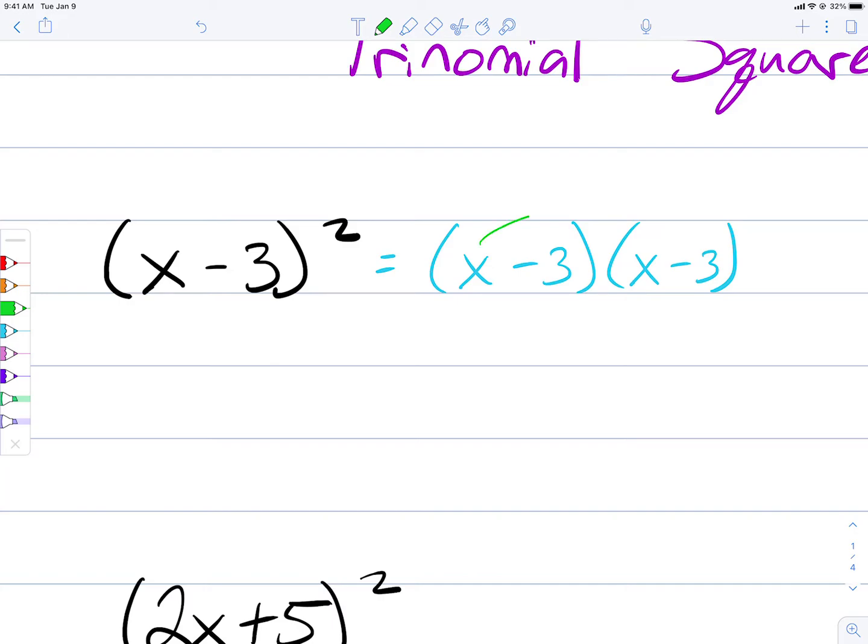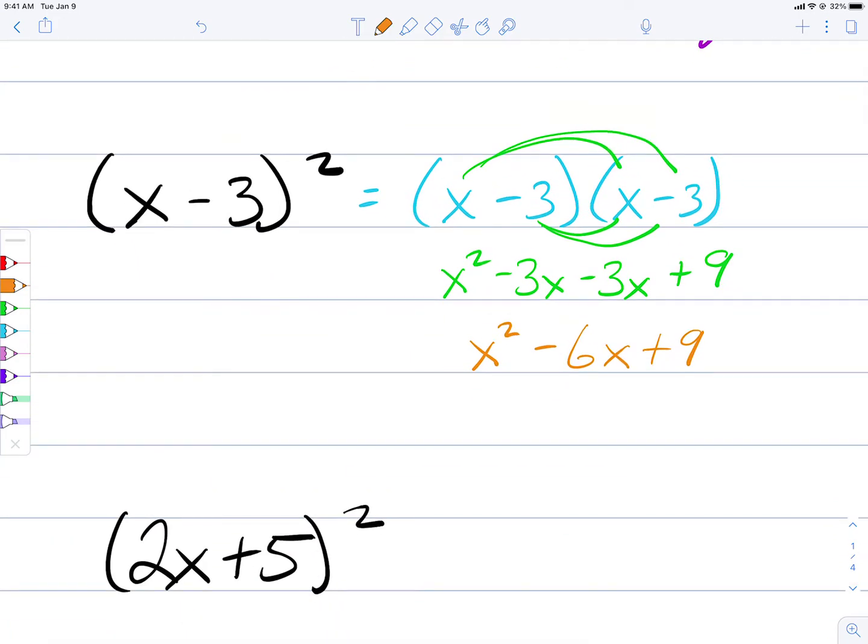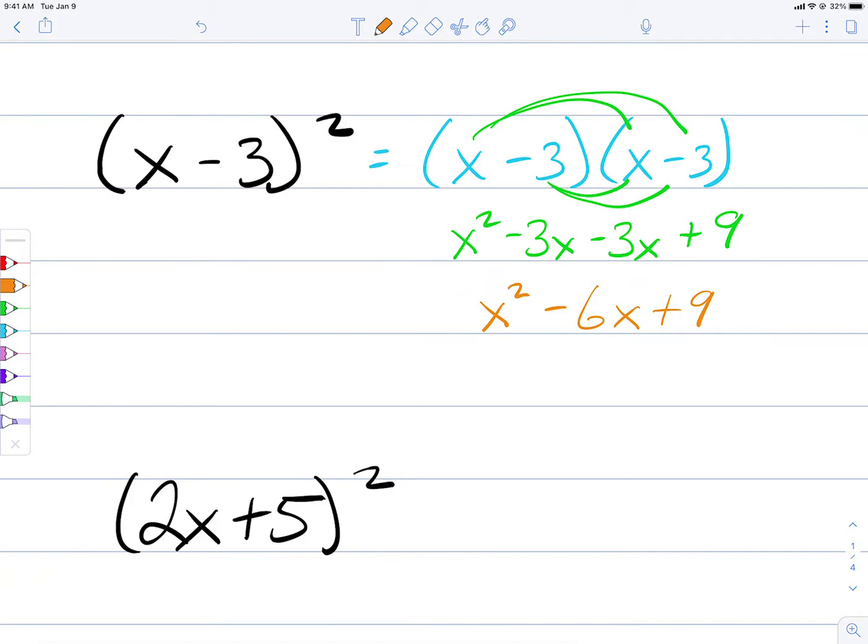So if I were to multiply this, I get x times x is x squared, x times negative 3 is negative 3x, negative 3 times x is negative 3x, and negative 3 times negative 3 is positive 9. So I get x squared minus 6x plus 9 by combining like terms. There are a couple things that I want you to notice. Both the first and last term are square terms. So this is an x squared, and this is a 3 squared.